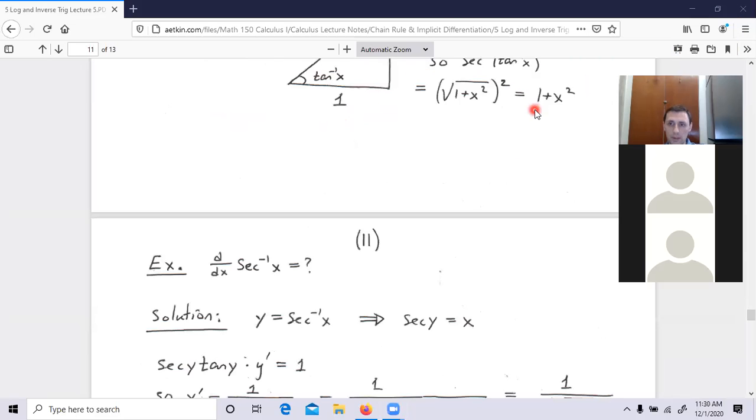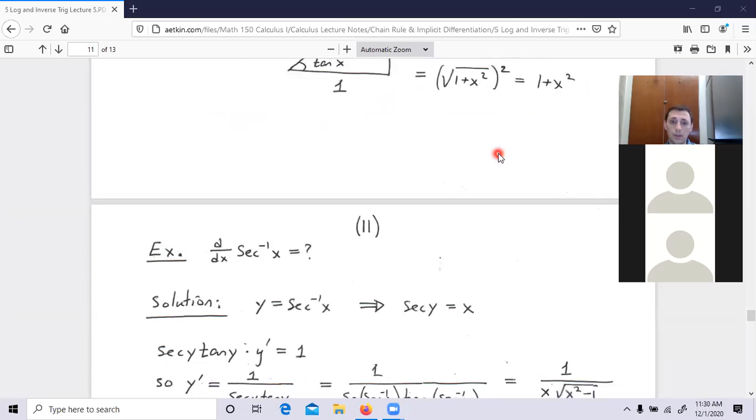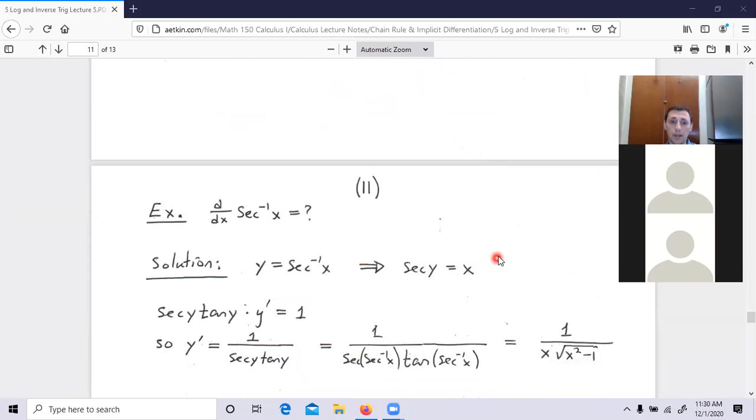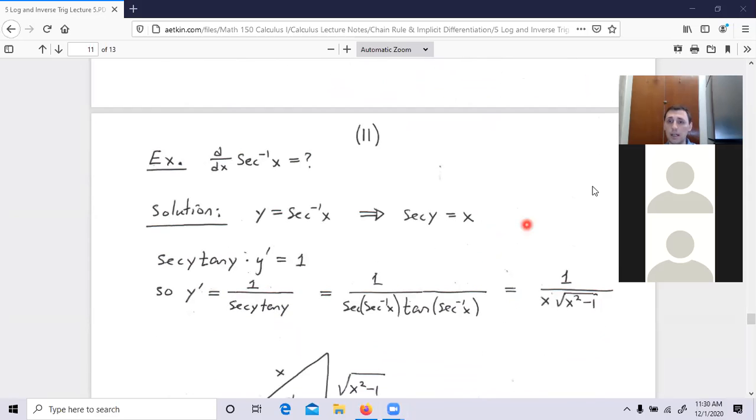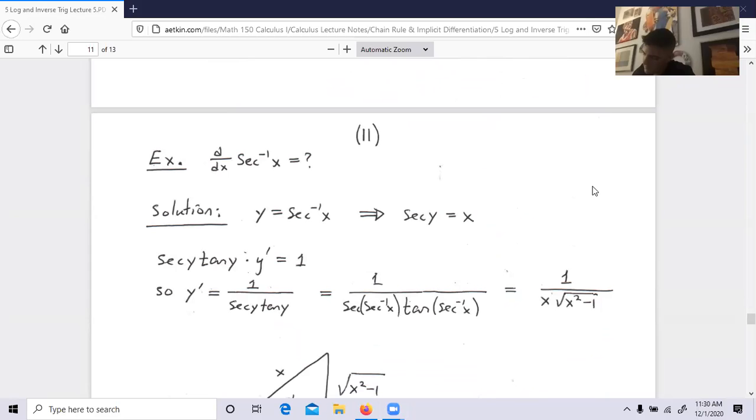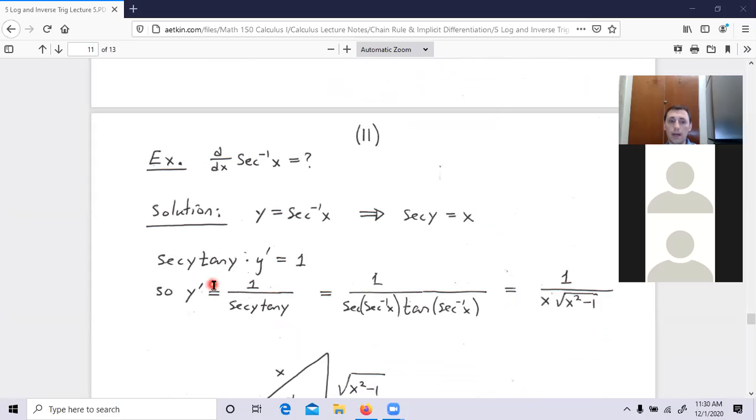So what you do is y equal to secant inverse x. Apply secant to both sides. You get secant y equal to x. What's the derivative of secant? It's secant tangent. So y prime is equal to 1 over secant y tangent y.